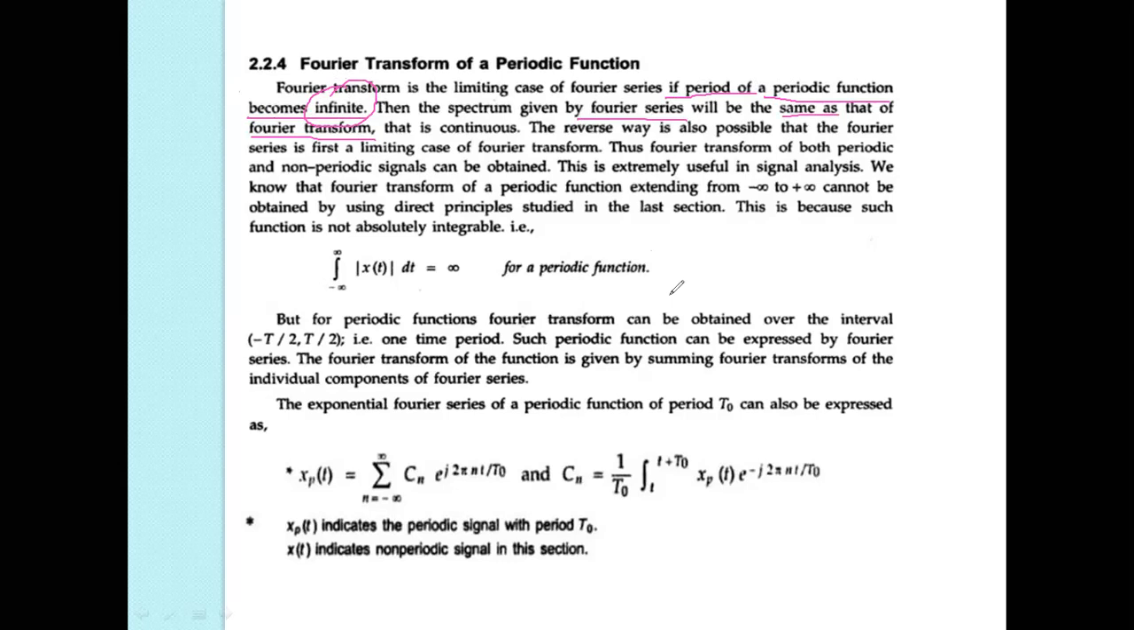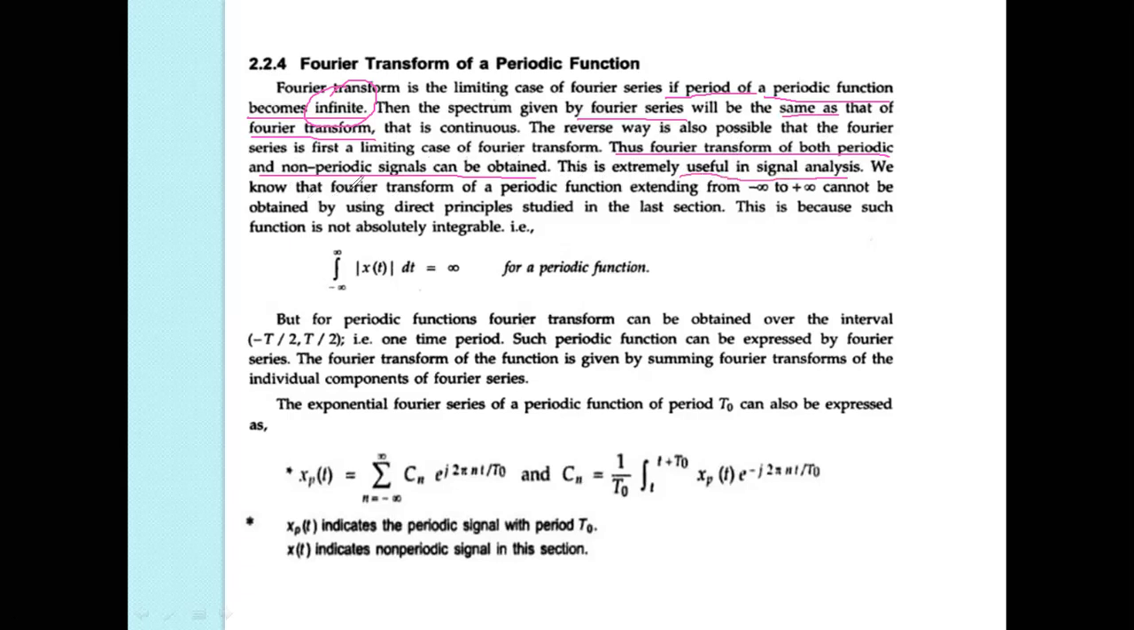The reverse way is also possible, that the Fourier series is a limiting case of the Fourier transform. Thus, the Fourier transform of both periodic and non-periodic signals can be obtained. Listen carefully. The Fourier series is obtained for periodic functions only. But here the Fourier transform of both periodic and non-periodic signals can be obtained. This is extremely useful in signal analysis.